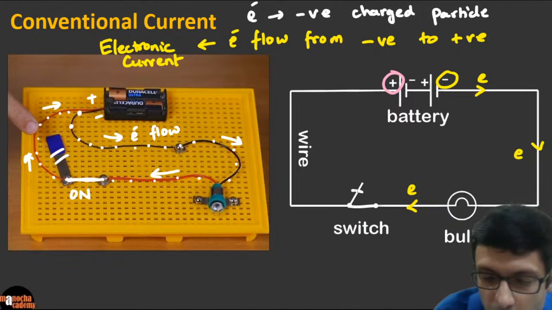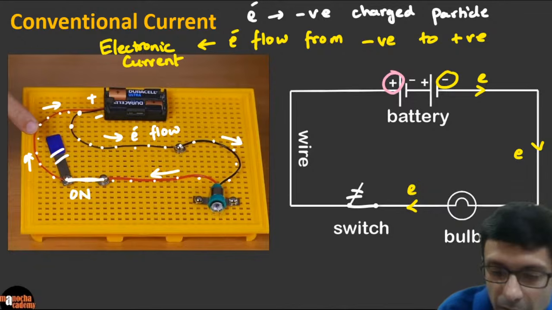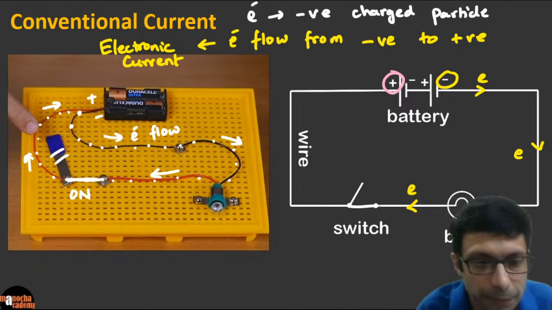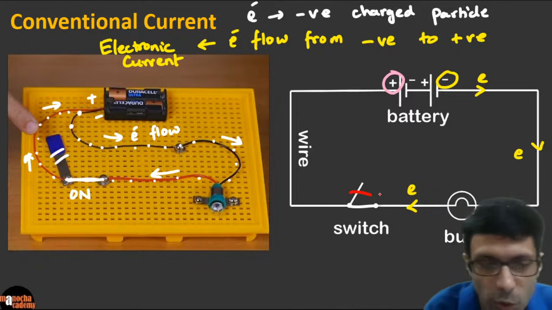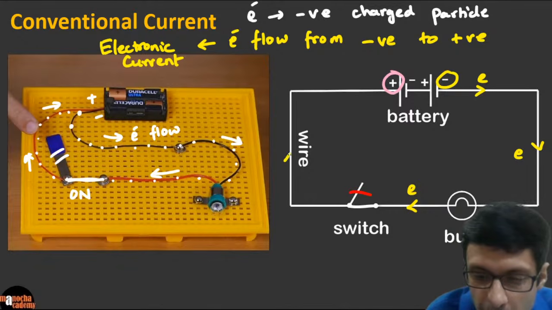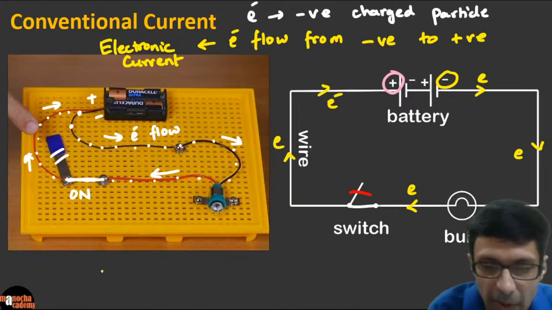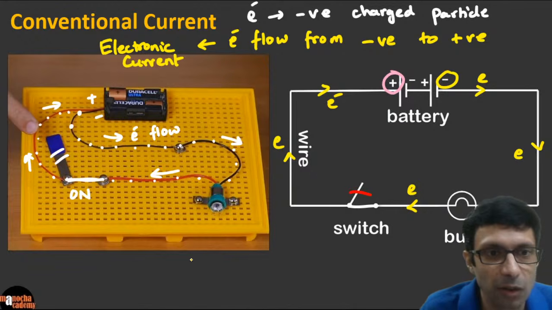So let's say the switch is closed here, right? Let's mark that in red here. So let's say the switch is closed. So the electrons are going to flow from negative to positive, right? Does everyone agree? This is known as E, represents the electronic current, okay?